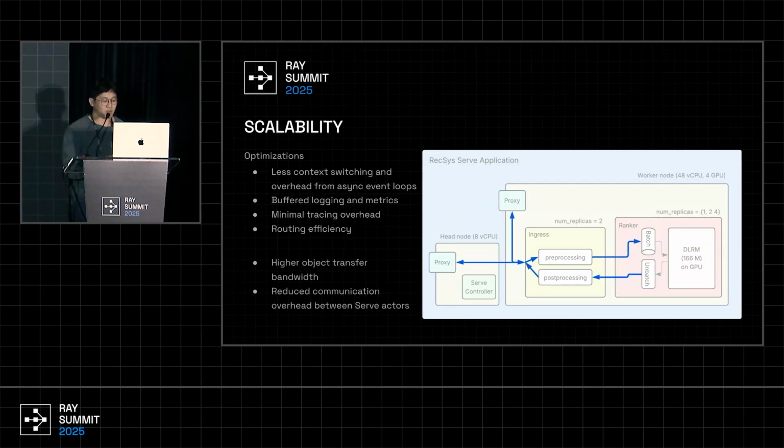The second class of optimizations is in the communication layer. We're able to increase the total object transfer bandwidth and reduce the overall communication overhead between the Serve actors. So these are just some of the efficiency work that we've done in the past year, and there's still a lot more that we plan to do to make both open source Ray Serve and Anyscale runtime more performant.